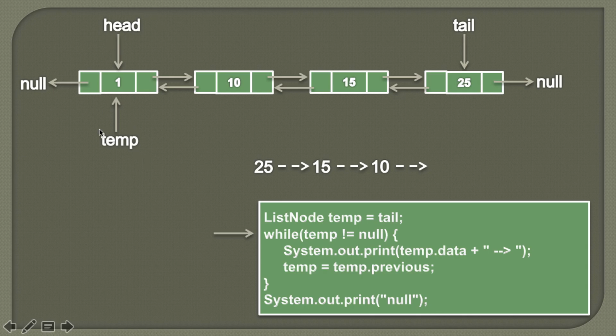So here temp points to the first node, which is not null. Therefore the condition in the while loop comes out to be true. We'll print the data associated with this temporary node, which is 1. And then we'll simply assign temp.previous value to temp. So it will look something like this.